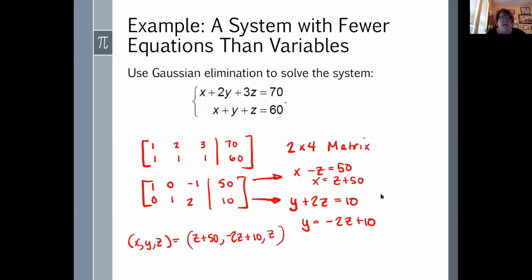So what this says is that depending on what z is, we're going to find x and y from that value of z. So if z is 0, x would be 50 and y would be 10. If z is 10, x would be 60 and y would be negative 10. So depending on what z is, you can find x and y. And that concludes section 6.2 on what happens if you have a system that's inconsistent or dependent and you solve it using matrices and Gauss-Jordan elimination.